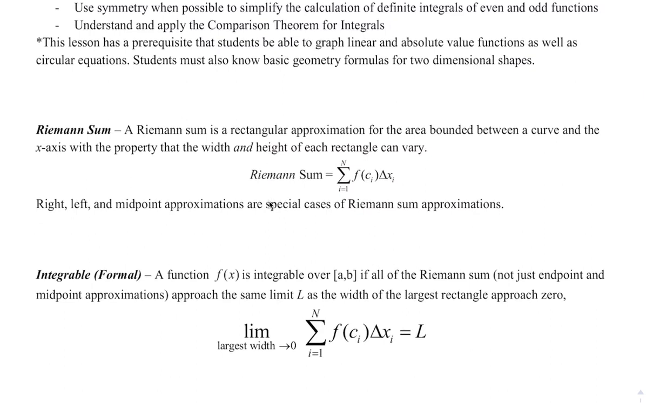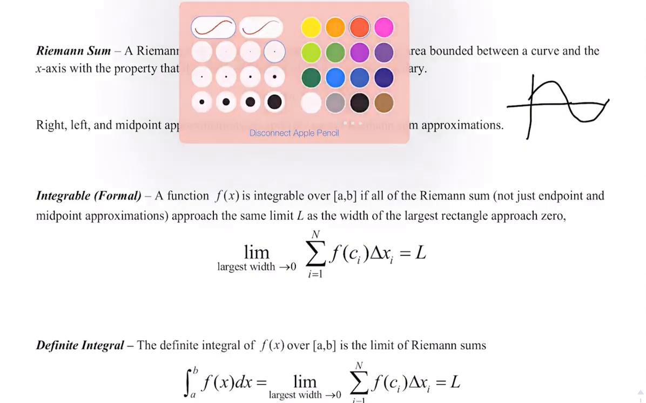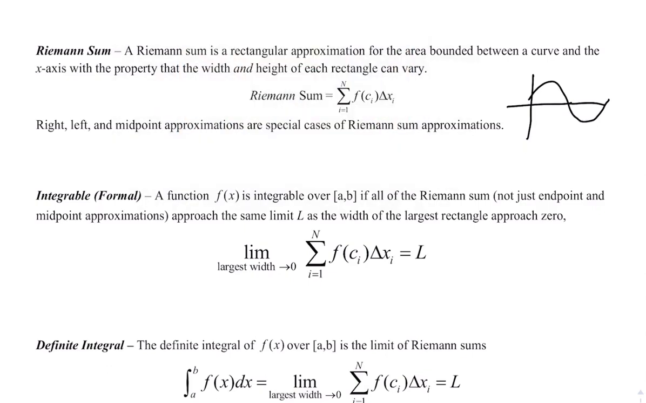So let's get the first one. Riemann sum. Riemann sum is a rectangular approximation of the area bounded between the curve and the x-axis with the property that the width and height of each rectangle can vary. So what that means is this. Let's say I give you a function like that. Riemann sum is how we did in the previous lesson.